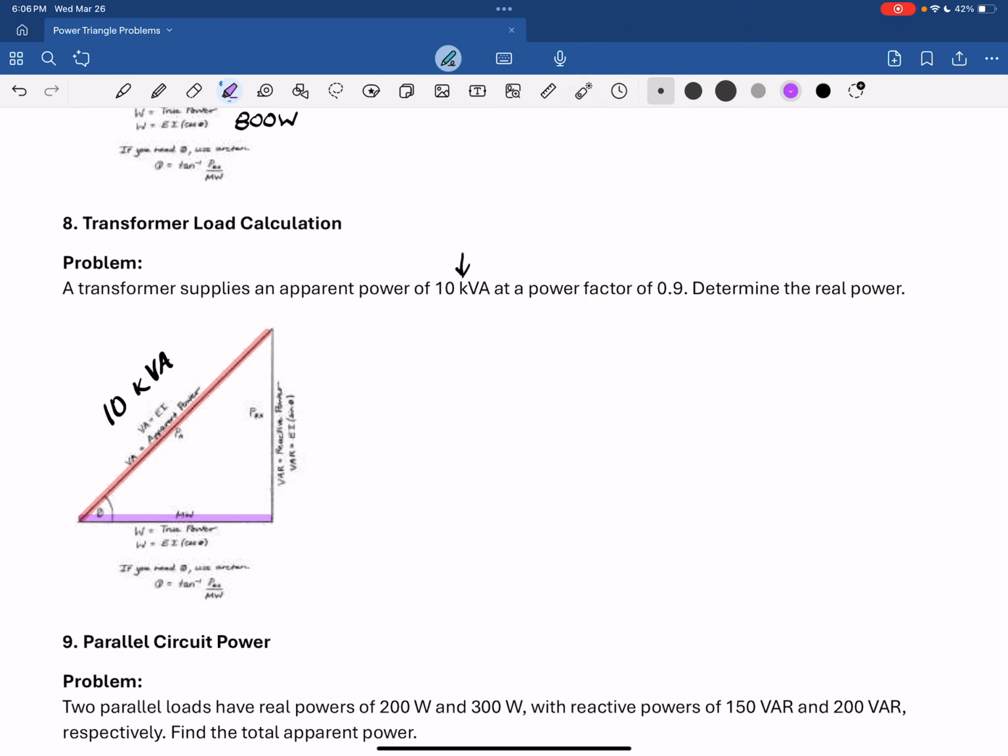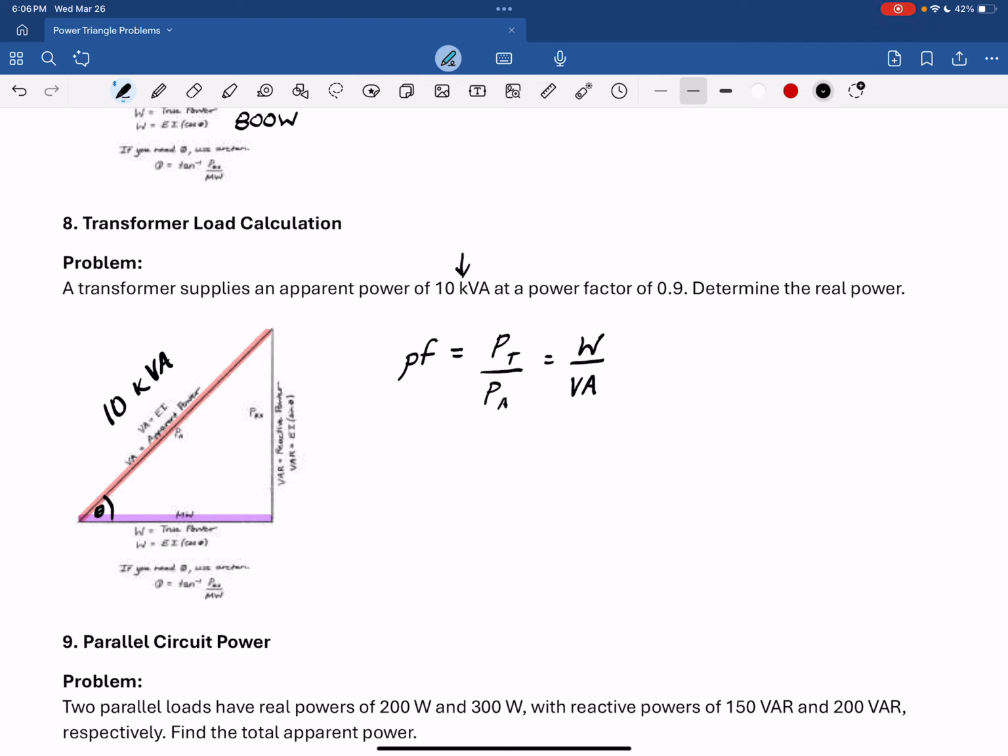So I immediately think SOHCAHTOA, but I can't do SOHCAHTOA because I don't know theta. I just know where theta is. So I can't use trig on this one. I'm going to have to use the power factor formula. And remember, that is defined as true power over apparent power, which we're calling true power W and apparent power VA.